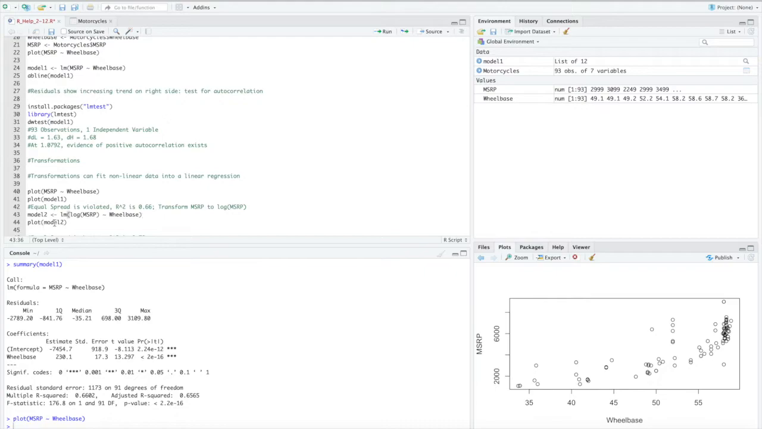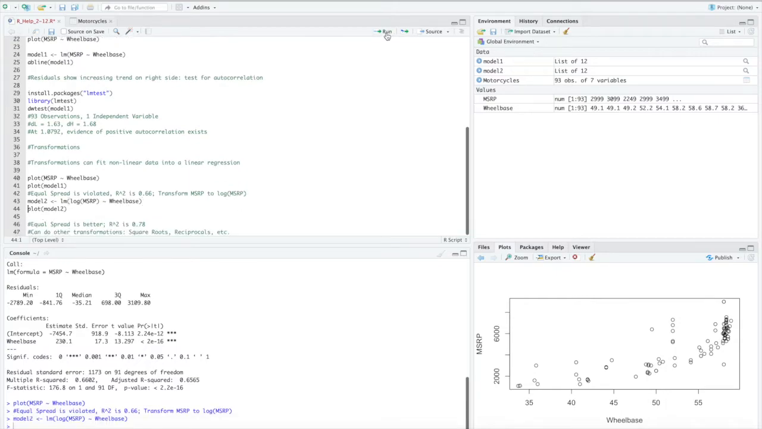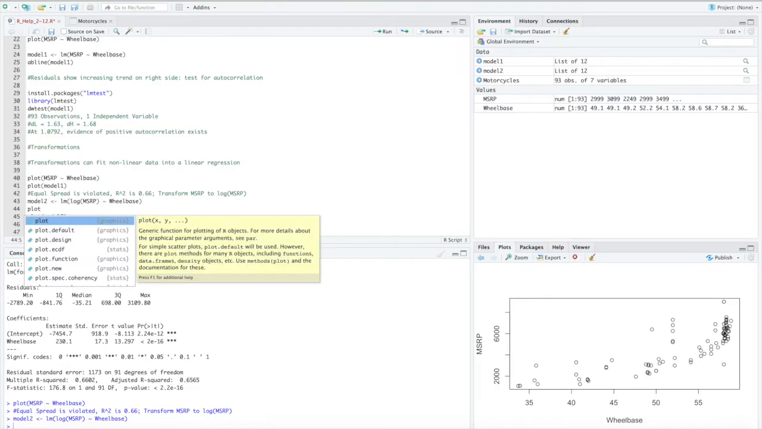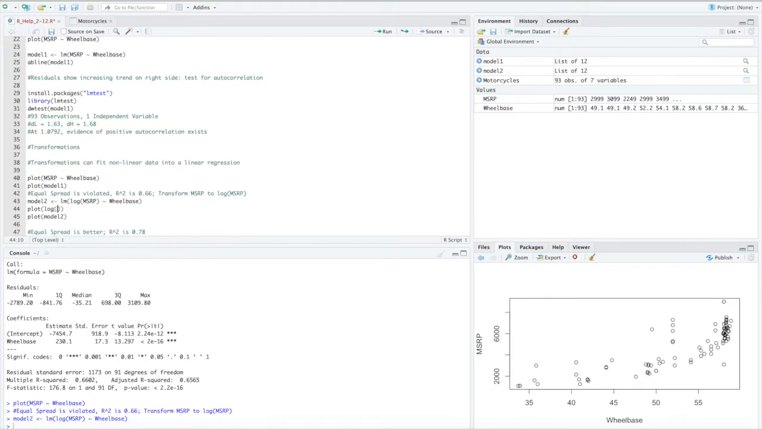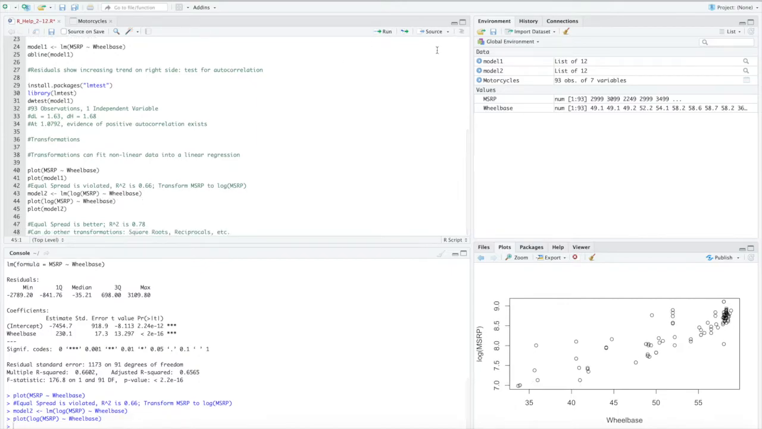So I'm going to set Model 2 in R as the linear model of log MSRP versus just regular wheelbase. I'm going to run that, and then I'm going to go ahead and plot it to take a look at what that looks like. So log MSRP and wheelbase. And when we do that, we can see that the values on our y-axis became significantly lower, and we're noticing a little bit more of a linear trend here.